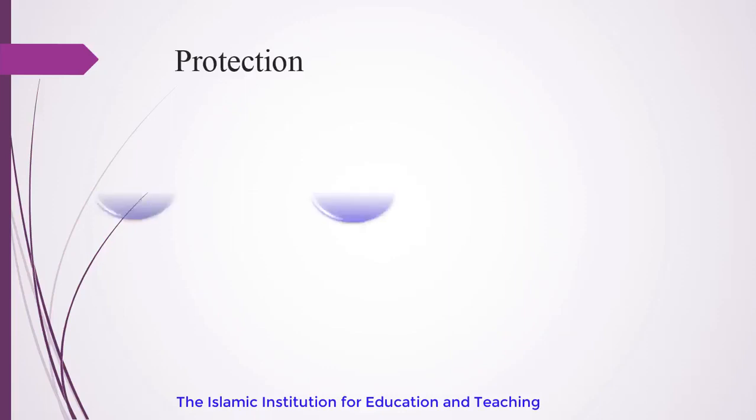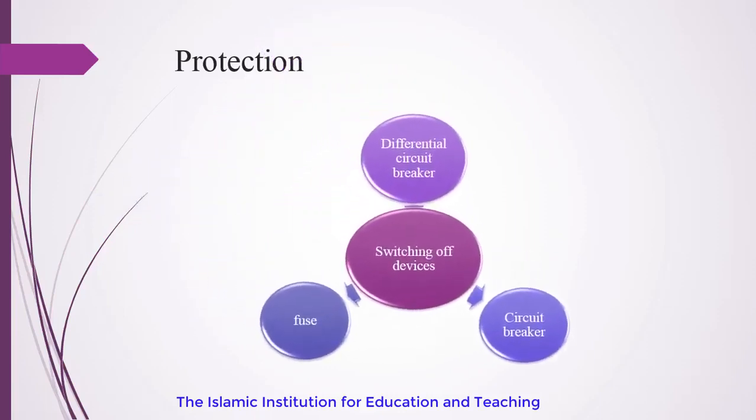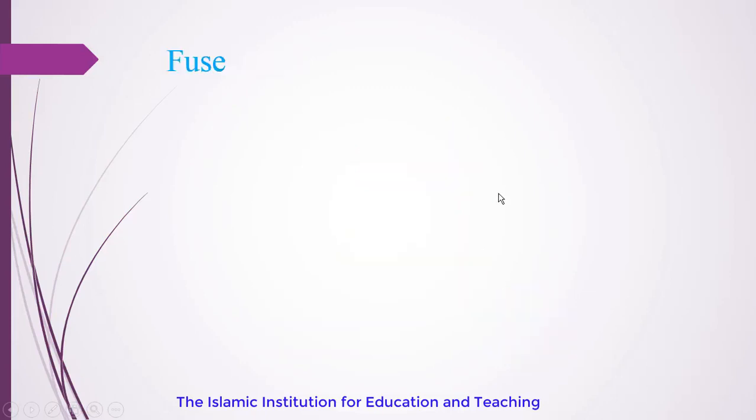So how is protection against electrical hazards attained? In fact, through switching off devices. We will talk about 3 switching off devices, which are fuse, circuit breaker, and differential circuit breaker. Let's begin with the first one, which is the fuse.